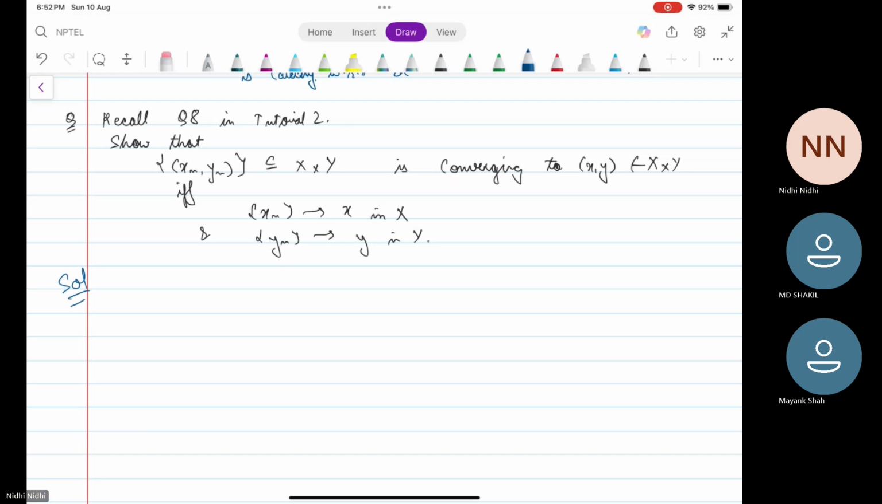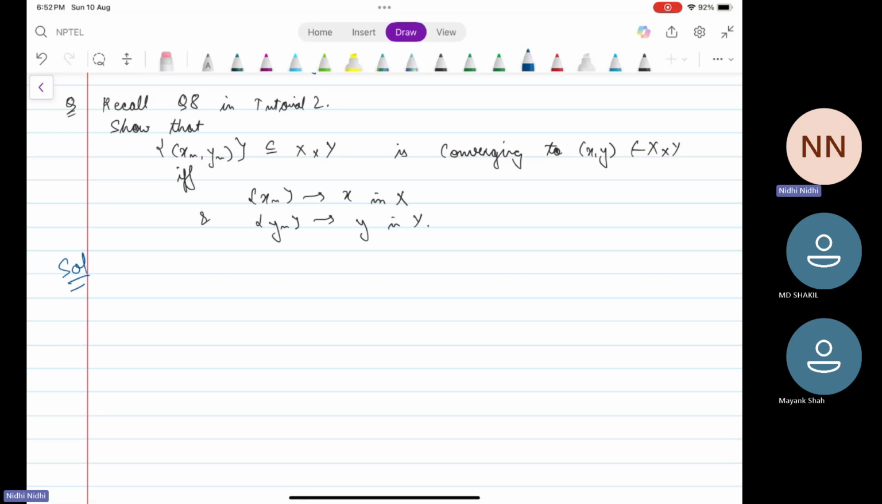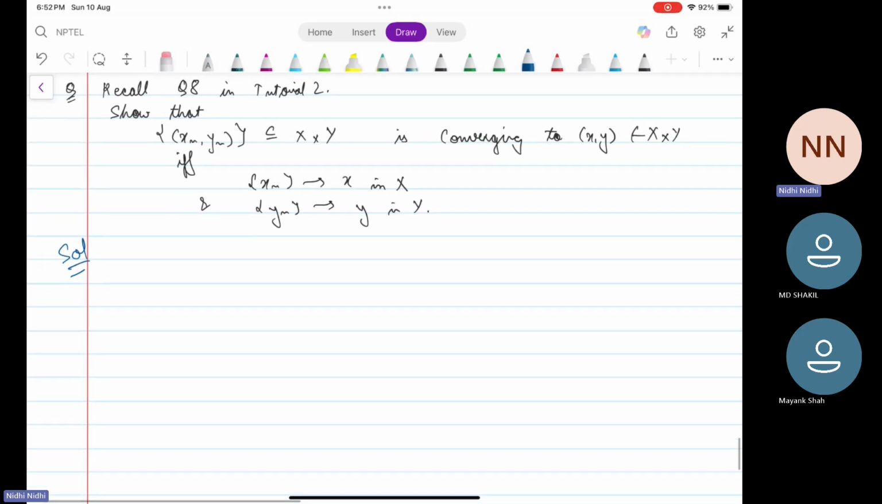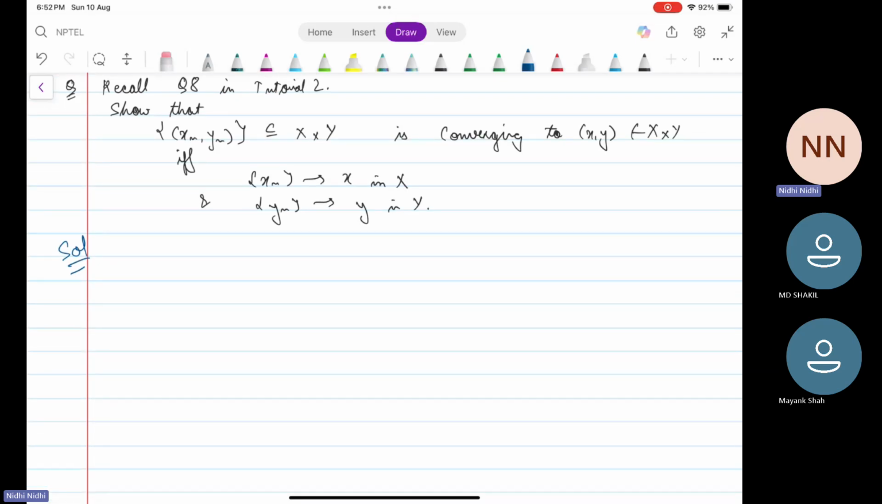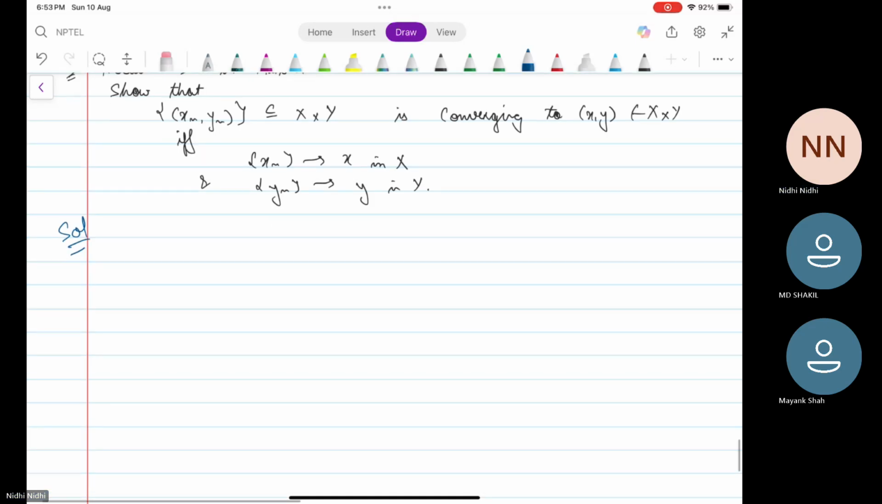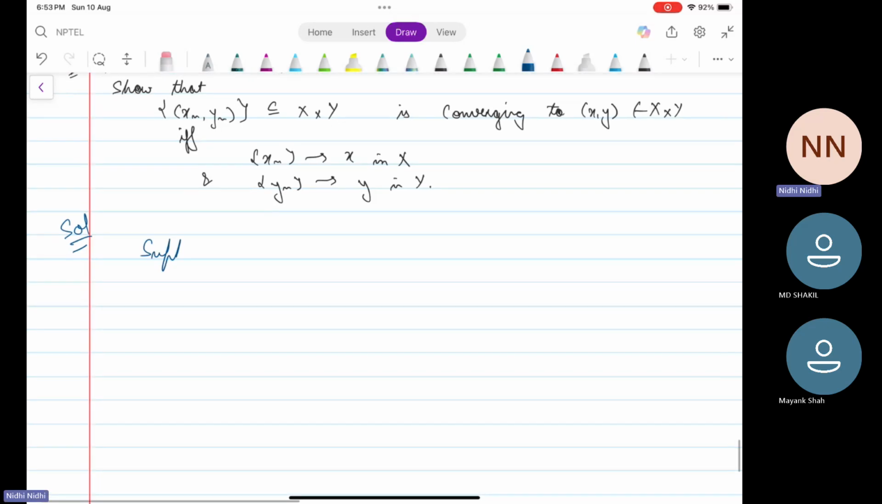Solution. I think you can try this yourself. If you remember the metrics that we defined on this product space, all three of them were strongly equivalent. So I'll prove this for just one. For the other metrics, you can do it yourself. So suppose we have the sequence (x_n, y_n) converges to (x, y).